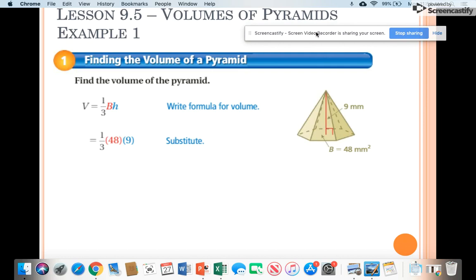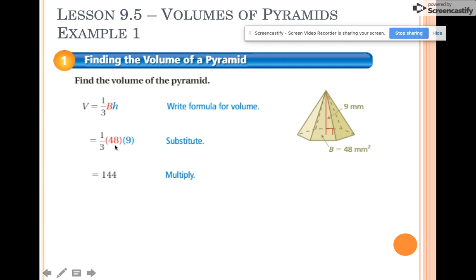I always want to look for relationships like numbers that are divisible by 3 because I'm multiplying by 1/3. So I would look at this and say, well, 9 divided by 3 is 3, times 48 would give me 144. I could also plug it into my calculator as 48 times 9 and then divide by 3. Just be careful not to use 0.3 or any rounded form of 1/3 or you won't get an exact answer. Don't forget a label. It would be 144 cubic millimeters or 144 mm cubed.